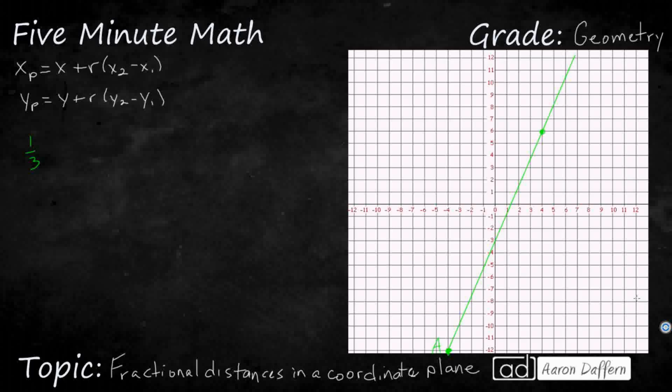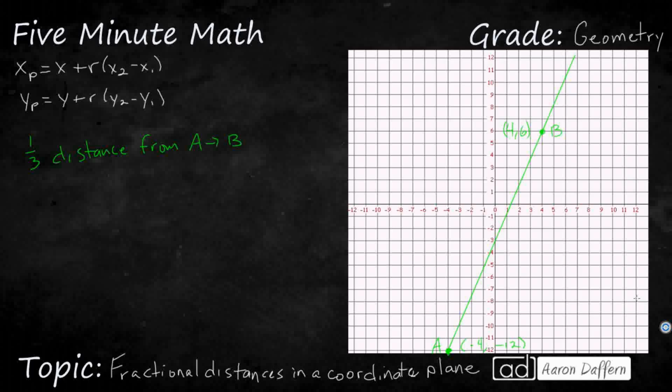This is going to be point A down here. And so I have an x value of -4 and a y value of -12. Okay, and then we have this, let's call that point B, and that's going to be at the coordinates of 4, 6. So what is 1/3 of the distance from A to B? So we have to make sure we know where we're starting and where we're ending here.